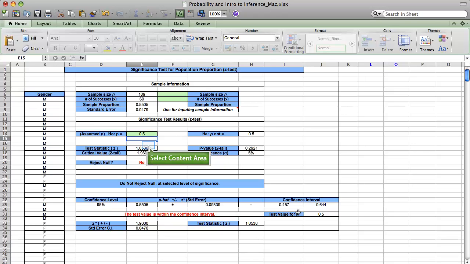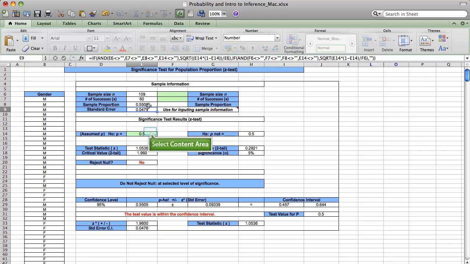So what do the results show? Well, first of all, we see that our test statistic Z is 1.054 rounded. This tells me that the sample proportion 0.5505 is 1.054 standard errors of proportion above 0.5. In other words, p-hat is 1.054 standard deviations of p-hat above 0.5.